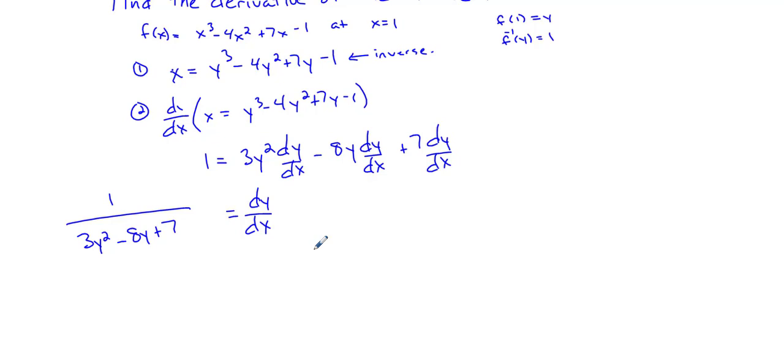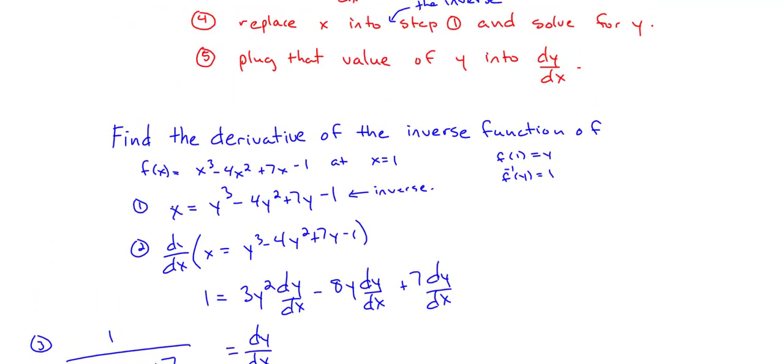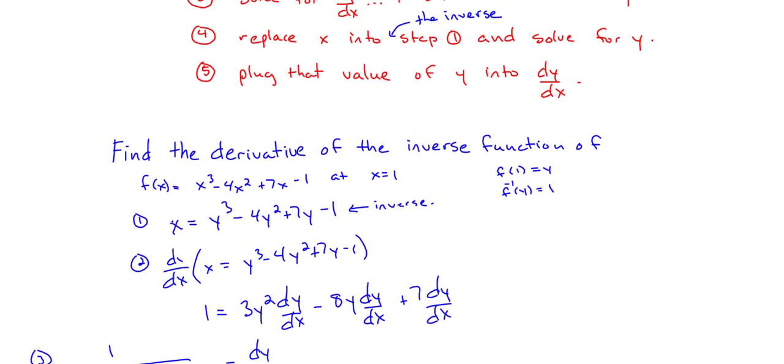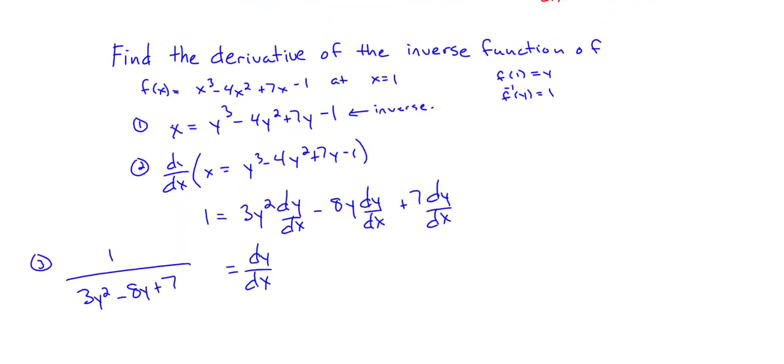That's step 3, solve for dy/dx, right? My bad. Step 3, we'll put it right here. Okay, what was step 4? Let's go back up here. Replace x into the inverse, step 1, and solve for y.